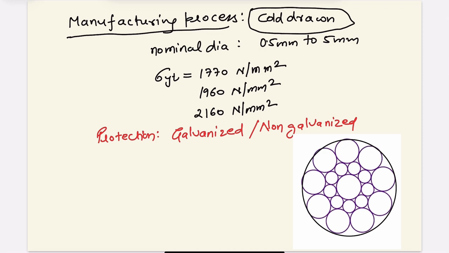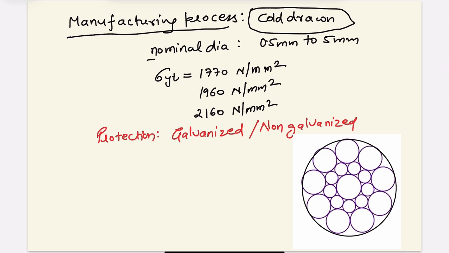With hot drawn wire, if the tolerance and surface finish don't matter, then we go for hot drawn. If you want to understand all these things in detail, I will start a lecture on material science. If you want a dedicated lecture on material science, just write in the comment section. So now we stay on our topic.